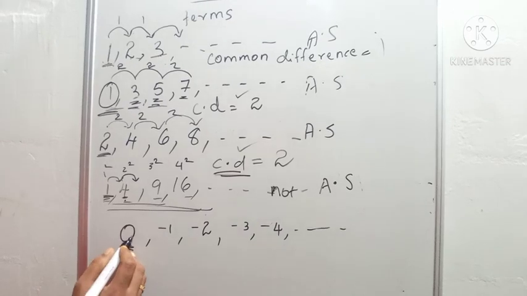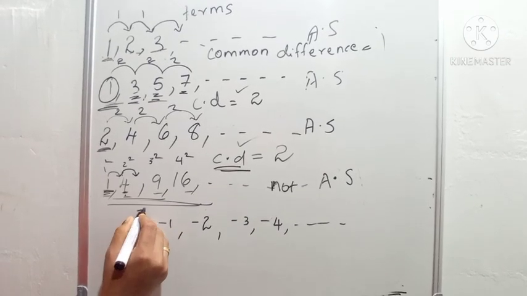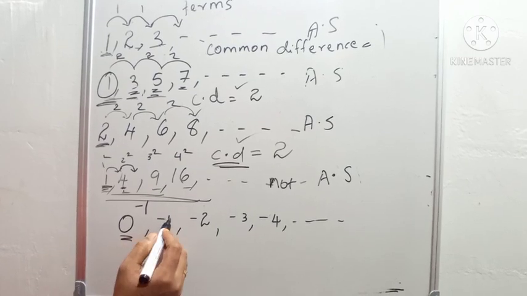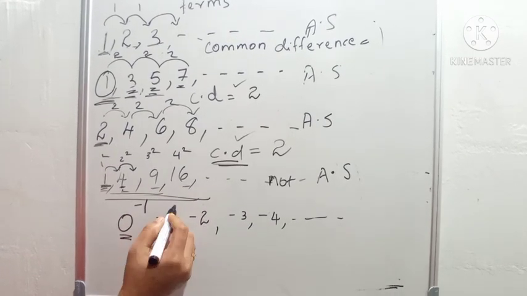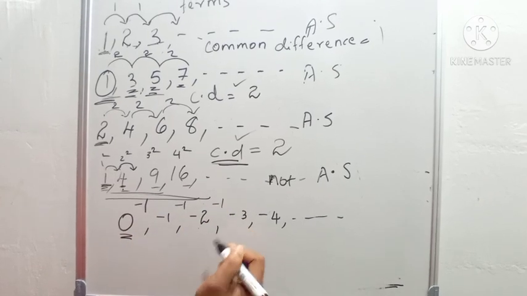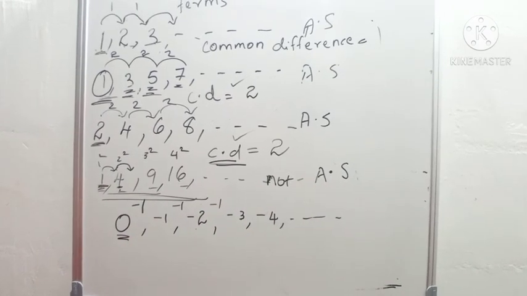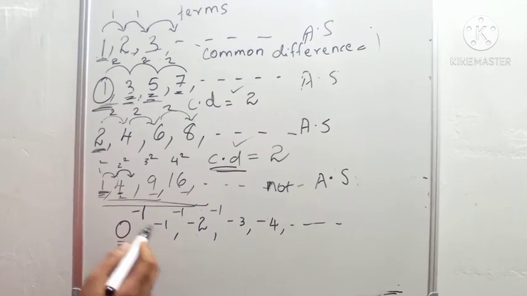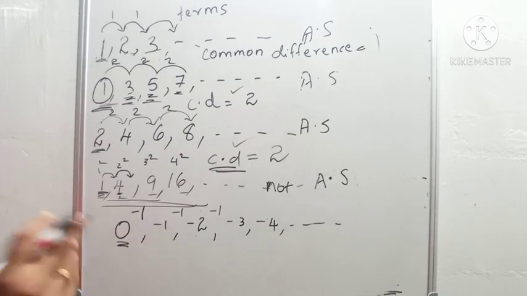0 minus 1 is, yes, -1. Then, -1 minus 1 is -2. Then -2 minus 1 is -3, like that. Okay. So, 0 minus 1 is -1. Minus 1. Minus 1 means what?